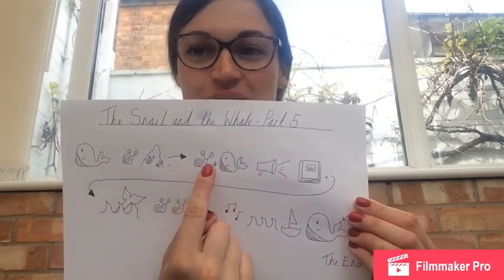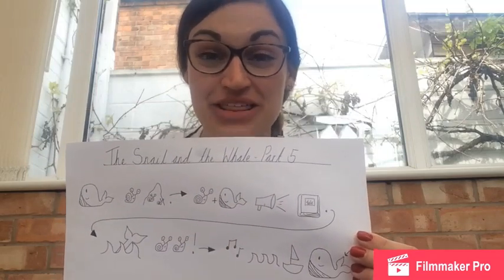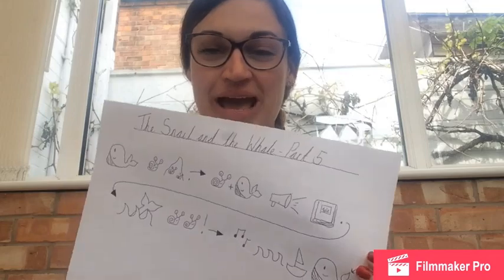Right, the next sentence. Now it looks quite short on our map, but actually there's quite a lot of words to this. So I'll do it through first and then we'll break it down. Okay, so the snail and the whale told them about their wonderful tail and how the snail saved the whale. Let me do that again. The snail and the whale told them about their wonderful tail and how the snail saved the whale.